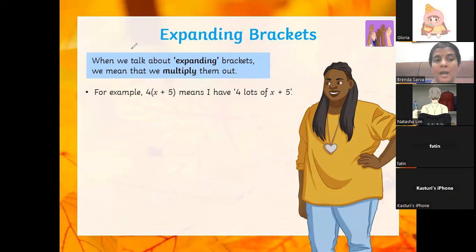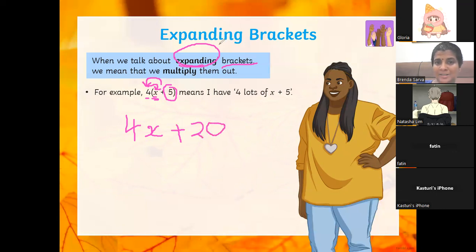That's what it means. How do I expand the bracket? Remember, today our job is to expand brackets. Every term is multiplied. When you open this bracket, listen carefully. Every term inside the bracket is multiplied with the number outside. That's the rule. So 4 will multiply with x, giving you 4x. 4 will also multiply with 5, giving you 4 times 5, which is 20. Do you understand that? It's a simple thing.